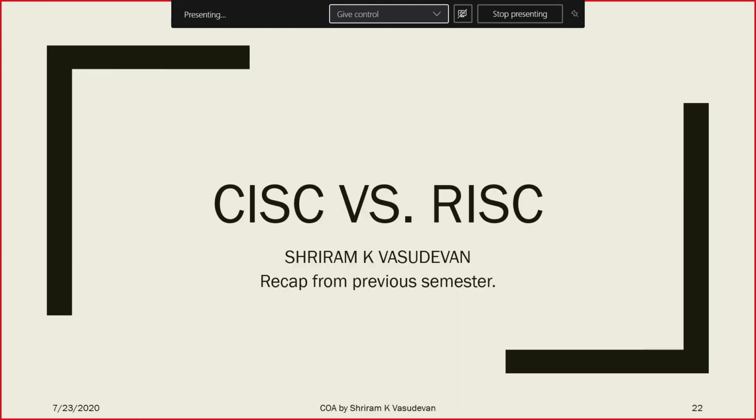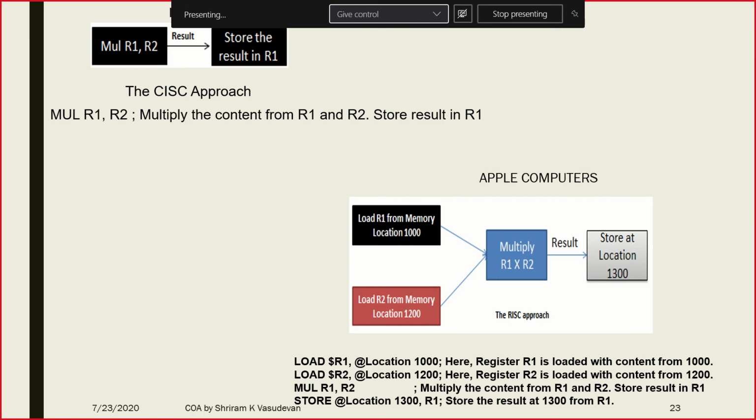The next one is quickly CISC versus RISC. I'm not going to waste much time here. Instead, I'll quickly take an example and explain what it is. Then we will go ahead with the next topic, which is core and more related to the subject. This is just a recap, as I told you already. What is the CISC approach? Very simple. The CISC approach is the approach followed by Intel.